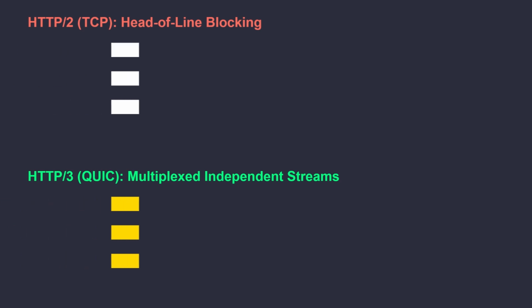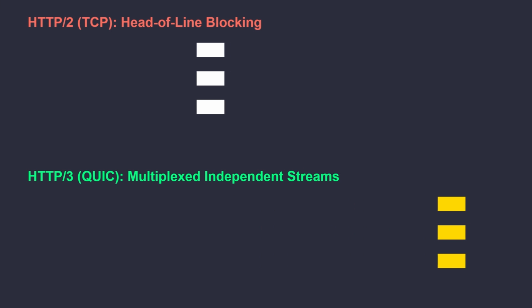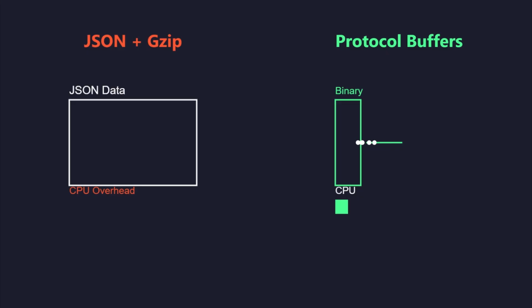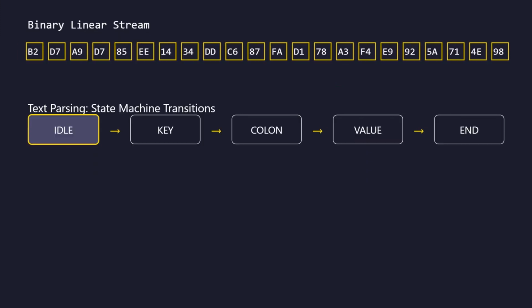Transitioning to Hypertext Transfer Protocol version 3 further improves throughput by using the Quick User Datagram Protocol Internet Connection Protocol to eliminate head-of-line blocking at the packet level. While compressing JavaScript object notation with gzip can reduce data size, it adds significant central processing unit overhead compared to the natively compact binary encoding of protocol buffers.